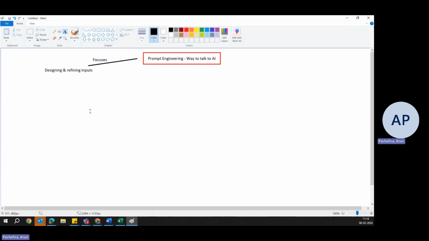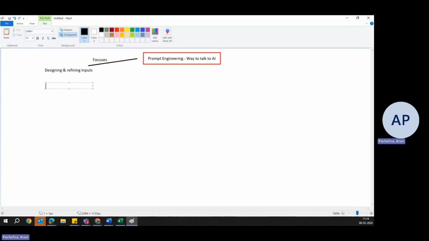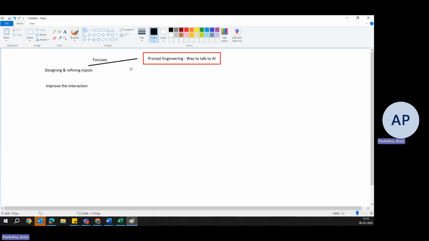And what is the goal of prompt engineering? We need to understand. The goal is to improve the interactions or communication between human and AI. All right, so we could say this is the goal.